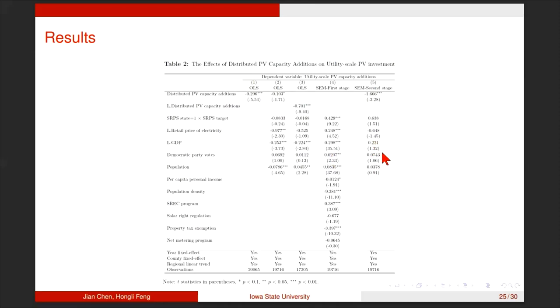And then in the second stage, we found a significant negative impact here with the magnitude of negative 1.67, which means that as the DGSP capacity addition increases by 1 unit, that will crowd out utility scale USP capacity additions by 1.67. And that is also consistent with our proposition 2.